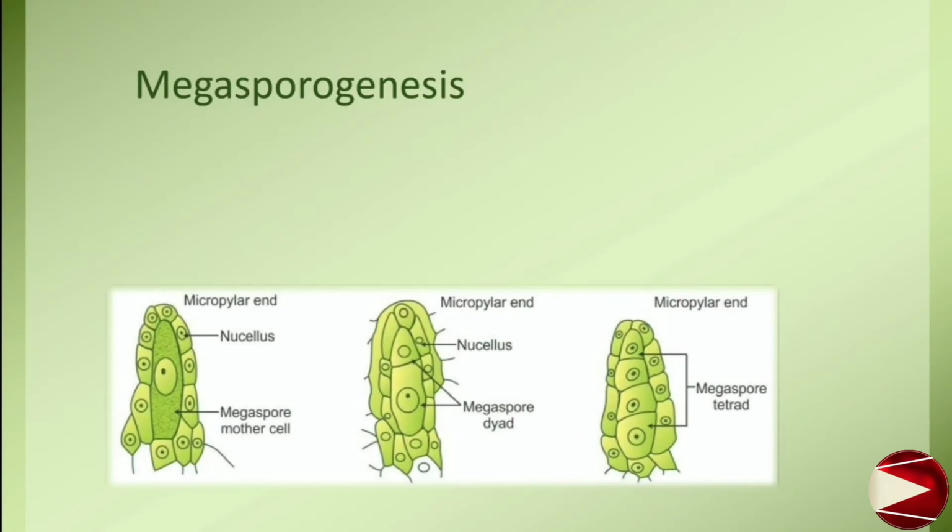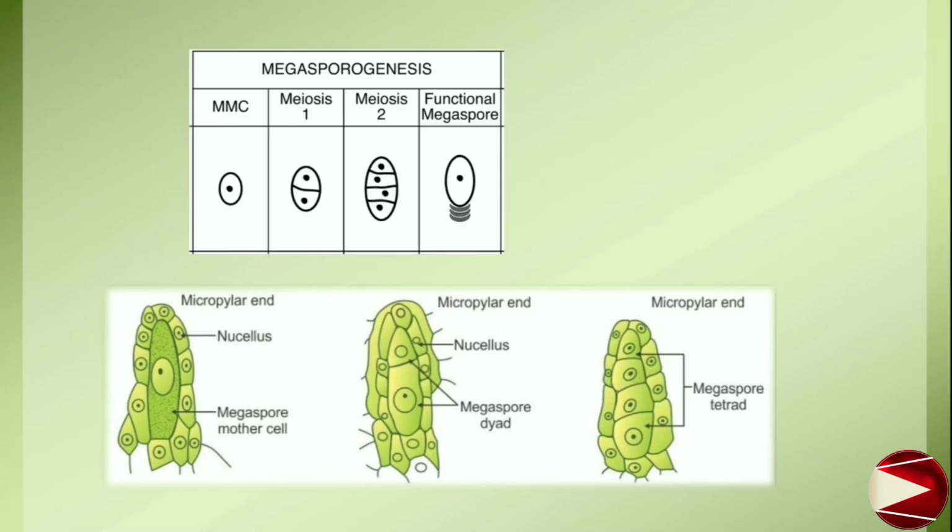Megasporogenesis. The process of forming megaspores from the megaspore mother cell, MMC, is called megasporogenesis. Again, the word itself means formation of megaspore. In an ovule, one cell from the nucellus present towards the micropylar end differentiates into the megaspore mother cell. This megaspore mother cell, MMC, is a meiocyte, as PMC is a meiocyte. So they undergo meiosis producing 2 cells and later 4 cells. From this megaspore tetrad, generally 3 cells will degenerate and only 1 cell will remain as the functional megaspore.